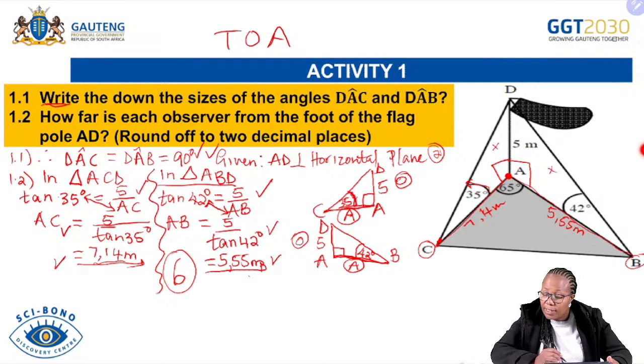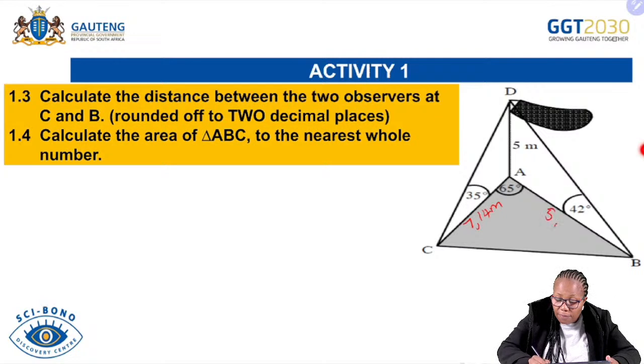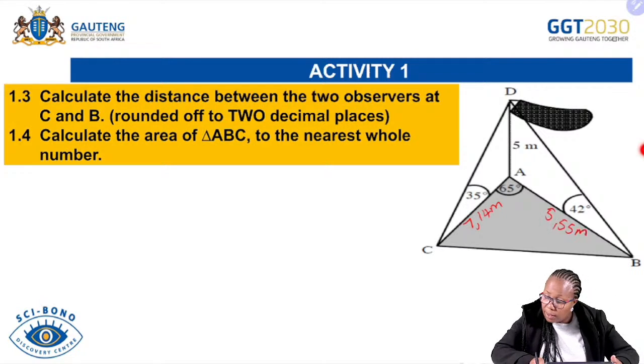Moving on to the next activity, we are taking 7,14 and 5,55 meters to the diagram. Okay, we are having 7,14 meters, and then we have 5,55 meters there. Okay, grade 12, let's take 5 minutes to answer this one. 1.3 and 1.4. Your 5 minutes starts now.